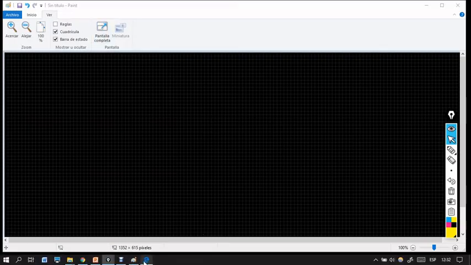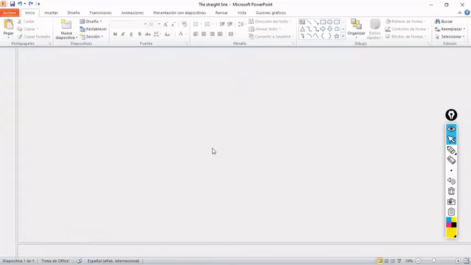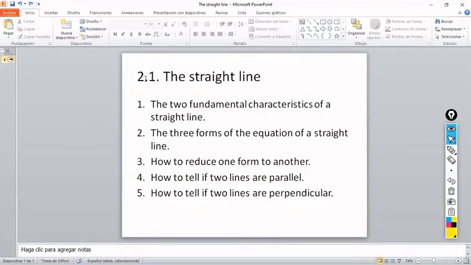Today we will go into block, or unit, number 2 of the course, which is about functions. And the first topic of this block is the straight line, also known simply as the line. Whenever you read "line", they basically mean the straight line. We will go into 5 subtopics today.